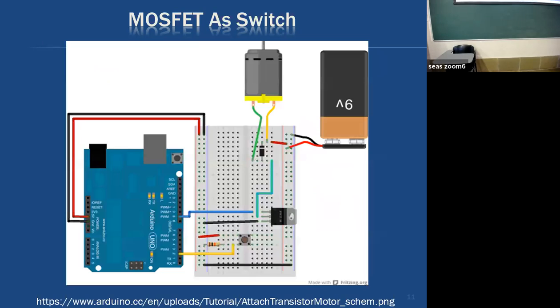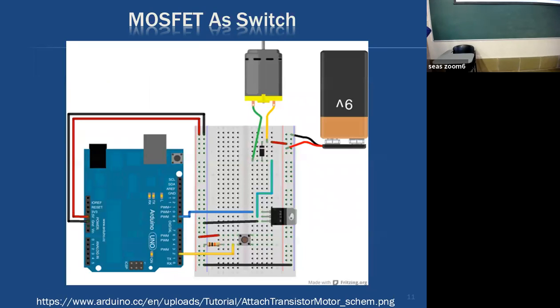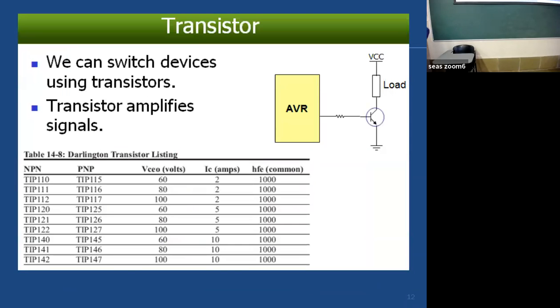A BJT can be used as a switch. Just another example, MOSFET as a switch. Any question? In place of Arduino, we can have an AVR controller, and by the way, Arduino uses an AVR controller in most of the cases.